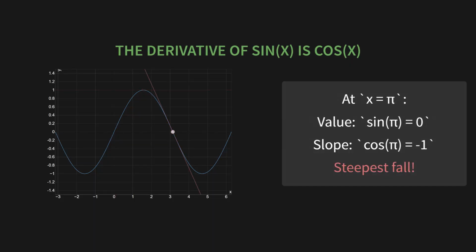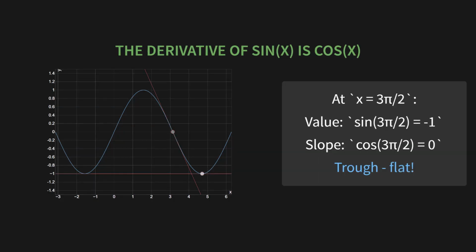Now down to x equals pi. The value sine of pi is 0 again. But now the graph is falling at its steepest point. The slope is negative 1. And what's cosine of pi? Negative 1. Steepest fall. One last stop at the bottom of the trough.